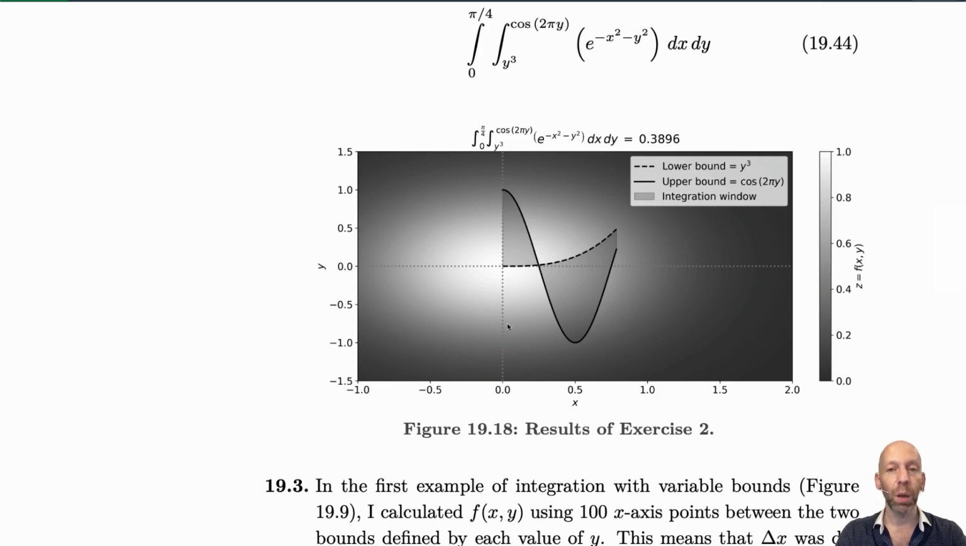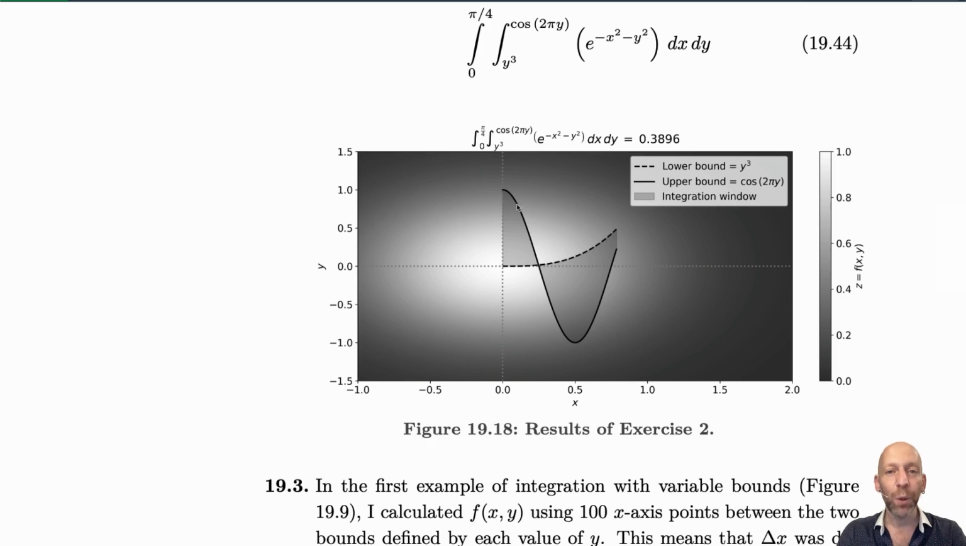It creates this white blur, and it's often used, for example, to smooth images, to smooth pictures in image processing. That's one of the applications of a two-dimensional Gaussian of this form. And then we see these two functions drawn on top, and an area drawn between them. These two functions: y cubed is this one here between the bounds of 0 and pi over 4.